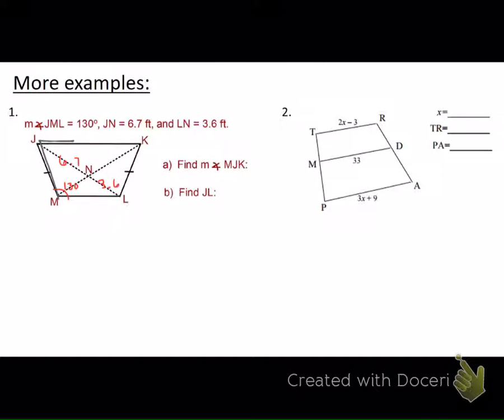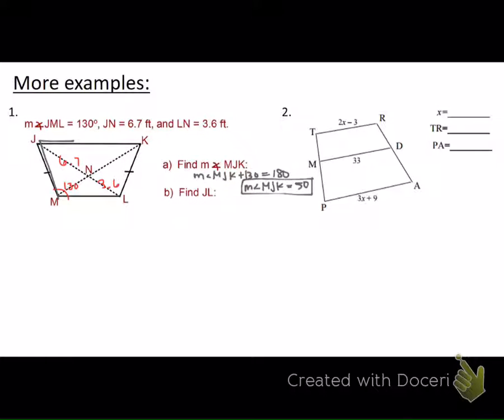So what do you know about consecutive base angles in a trapezoid? Consecutive base angles of a trapezoid are? They're not congruent. Legs are congruent. Those are supplementary. So we do measure of angle MJK plus 130 equals 180. So that is 50.